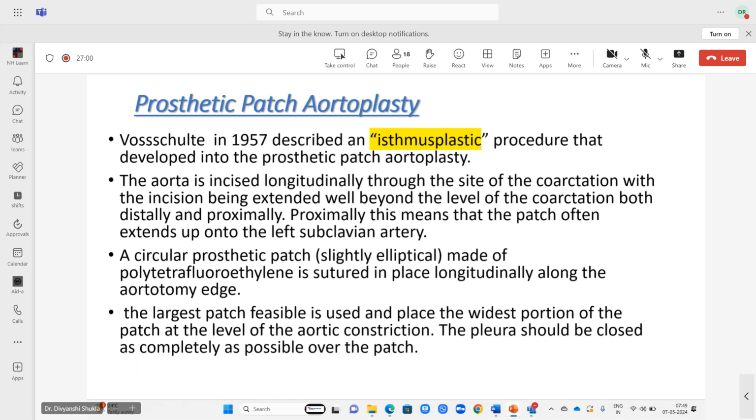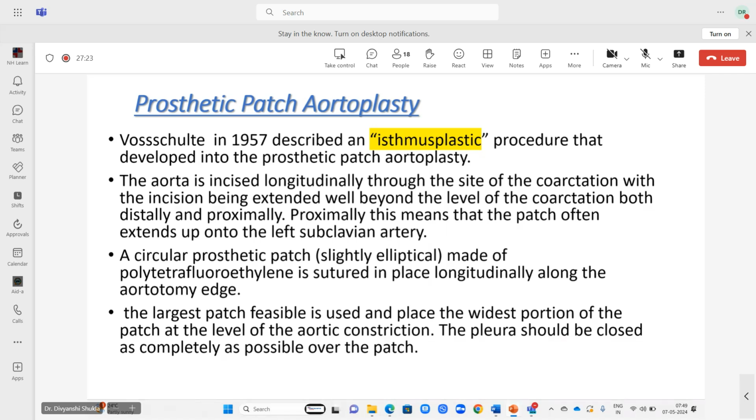The other procedure is prosthetic patch aortoplasty. Vossschulte in 1957 described an isthmoplasty procedure that developed into the prosthetic patch aortoplasty. The aorta is incised longitudinally through the site of coarctation, with the incision being extended well beyond the level of coarctation, both distally and proximally. Proximally, this means that the patch often extends up to the left subclavian artery.